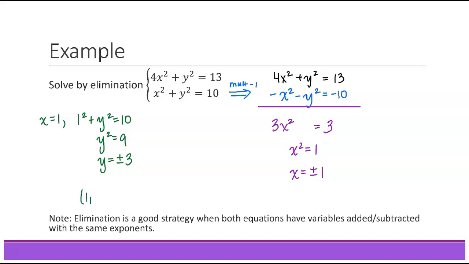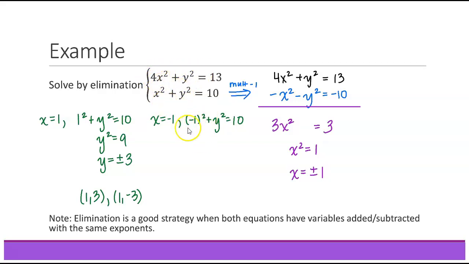I have (1, 3) and (1, negative 3) that are going to come from the x value 1. And then we have to do the same thing for x equals negative 1. So if x is equal to negative 1, then I'm going to have negative 1 squared plus y squared equal to 10. Again, I'm choosing to plug it into the bottom equation, but I could do either one, any equation involving x or y.